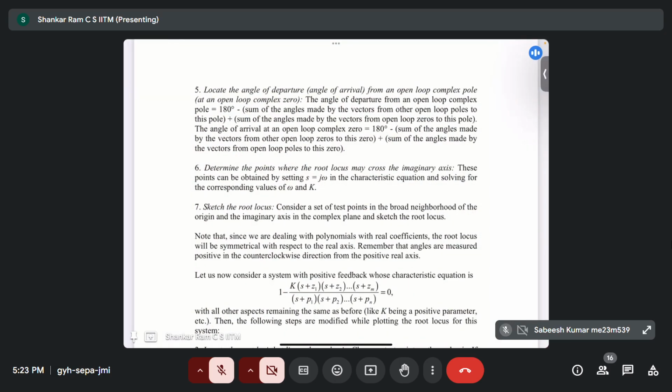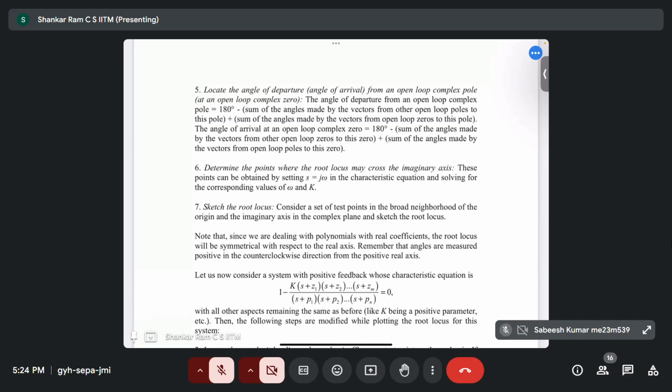So when we do not have a complex open loop zero or a complex open loop pole, step 5 does not apply. So that is the bottom. Is step 5 clear to everyone? Once again, as we keep doing problems, it will become much easier.